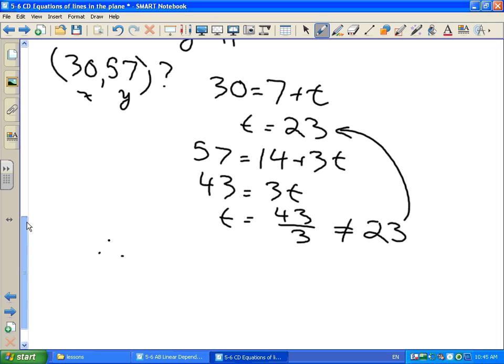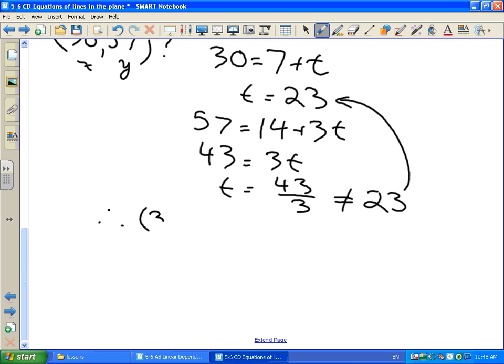Therefore, (30, 57) is not on the line R. Okay? Just because there's no single value of that scalar t that is going to give us both the x-coordinate and the y-coordinate. Okay?